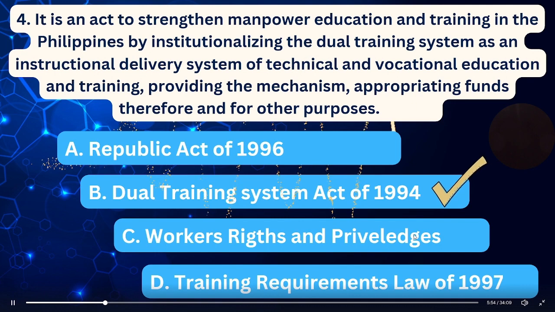Dual Training System Act of 1994 was signed into law on February 25, 1994. This aims to strengthen manpower education and training in the Philippines by institutionalizing the DTS as an instructional delivery system of TVET, which combines in-plant training and school training based on training plan collaboratively designed and implemented by TESDA.